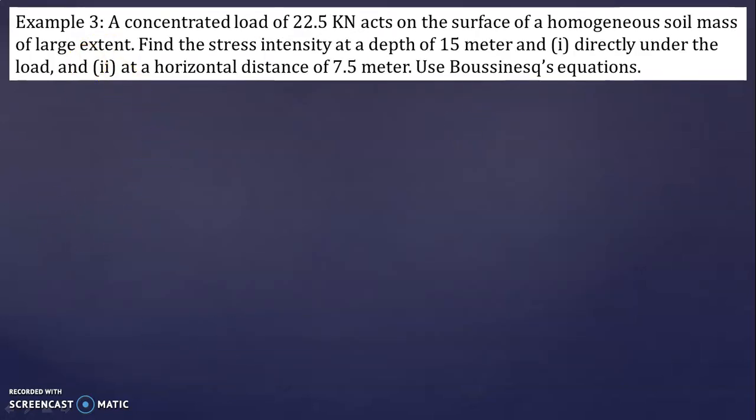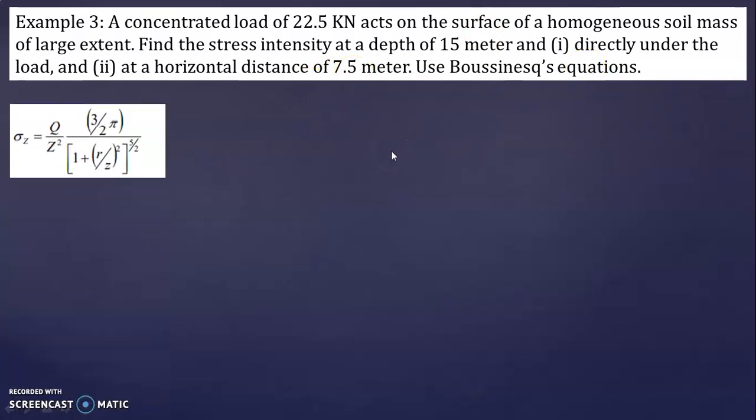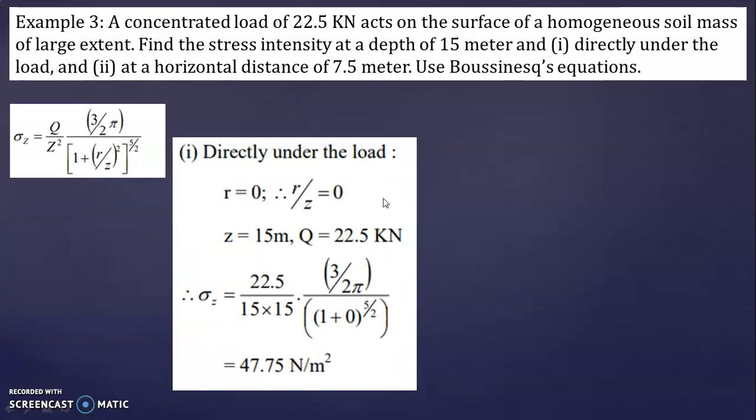A concentrated load of 22.5 kilonewton acts on the surface of a homogeneous soil mass of large extent. Find the stress intensity at a depth of 15 meter under the direct load and also at a horizontal distance 7.5 meter. Use Boussinesq equation. So same method, same formula you have to use, and r is equal to 0 first case and z is equal to 15 meter. Next case, r equal to 7.5 and z is equal to 15.